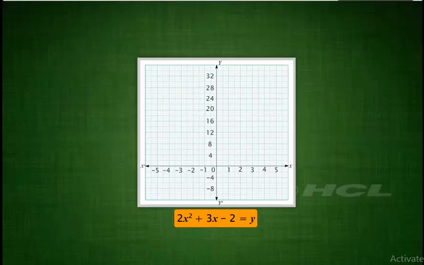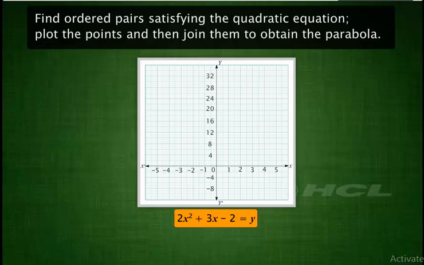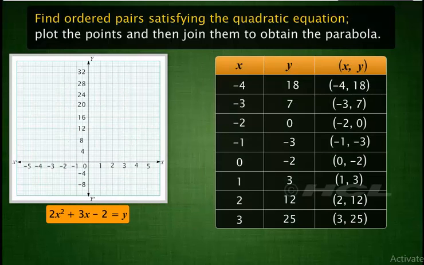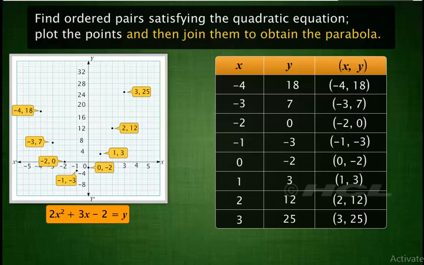Let's recall the steps to sketch a parabola corresponding to the quadratic equation 2x squared plus 3x minus 2. The first step is to get the ordered pairs that satisfy the quadratic equation. Next step is to plot the ordered pairs obtained in the first step. At last, join these points and we get a parabola as shown.